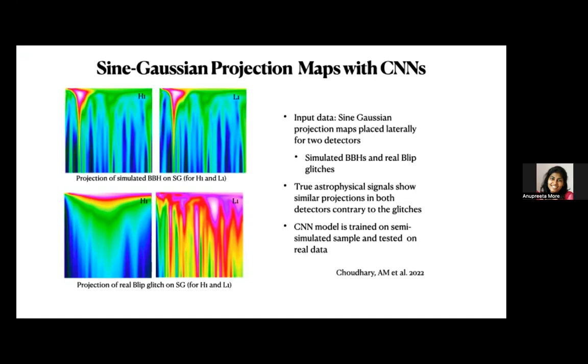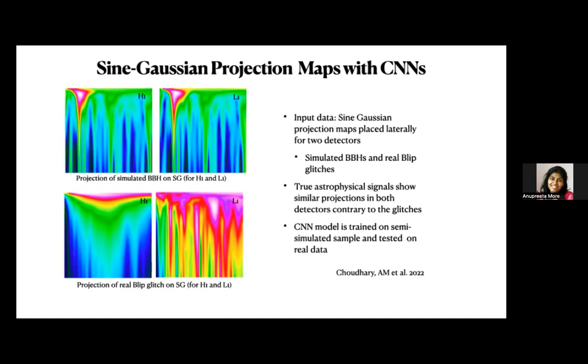Now, if we take a glitch, or a blip glitch specifically, this is how the projection looks in one of the detectors. Because it's a glitch, not an astrophysical source or feature, you will not necessarily see the same exact thing at the same time in the other detector. This is a real glitch, and this is how the projection looks. At the same time for the L1 detector, this is how the projection is. What you are seeing here is basically noise.